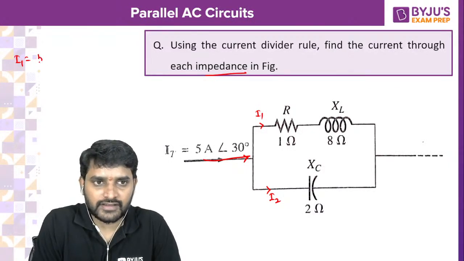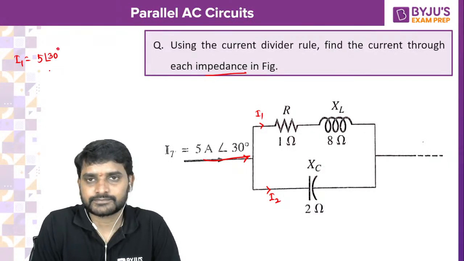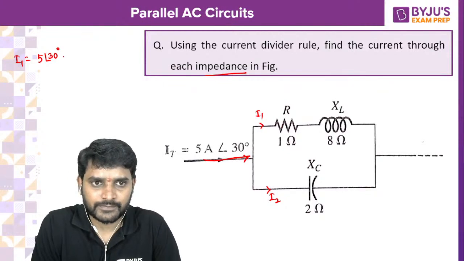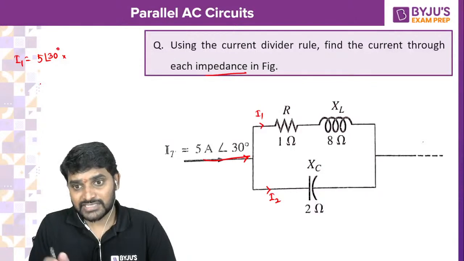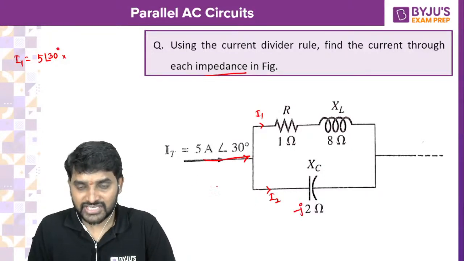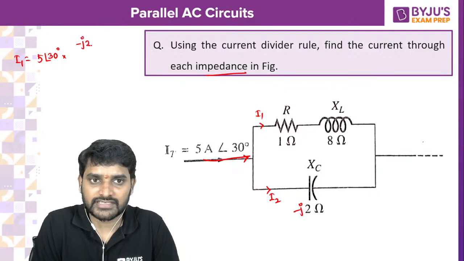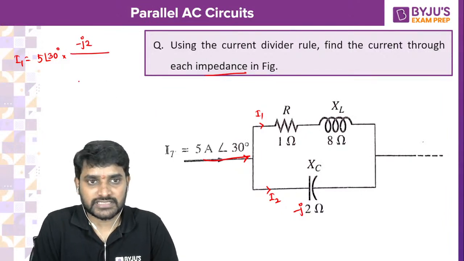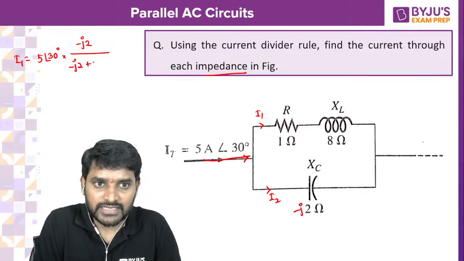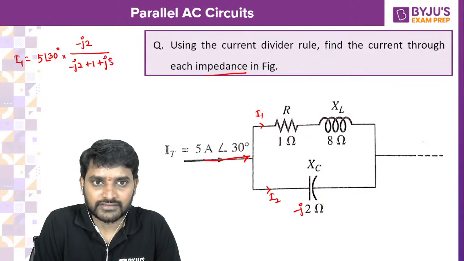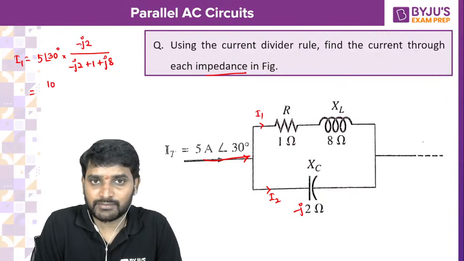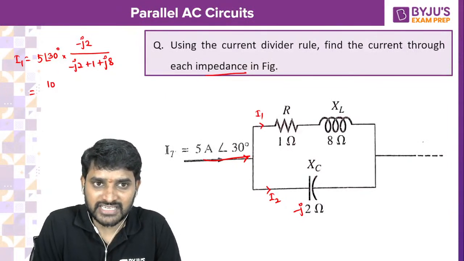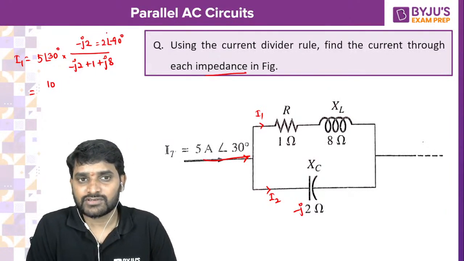I1 is going to be 5 at an angle 30, into the opposite branch. What is this opposite branch reactance? Minus J2, so be careful. Do not forget minus J, divided by total impedance. That is minus J2 plus 1 plus J8. So you are going to get 5 into 2, 10, at an angle minus 90 plus 30. Minus J is nothing but you can write it as 2 at an angle minus 90. Now, yes or no? So 5 2s are 10.